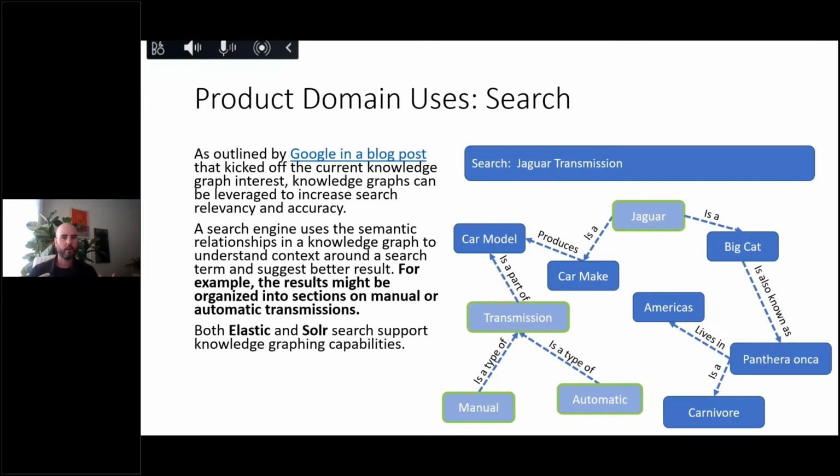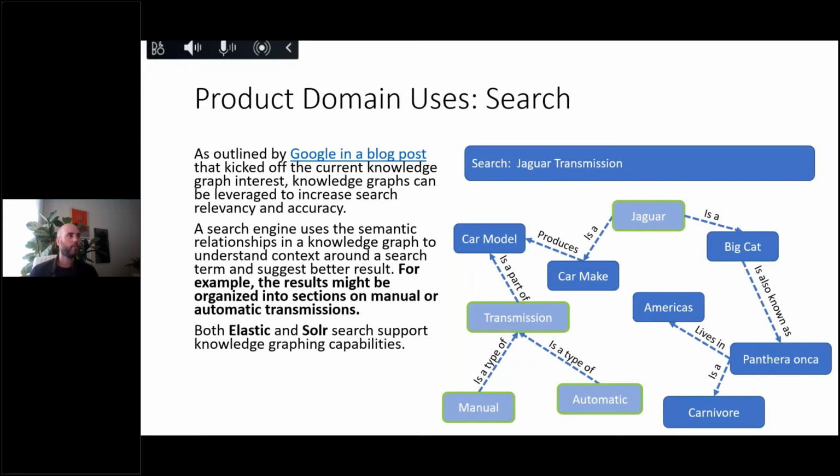Jaguars make certain car models which have transmissions, and transmissions have different types. They've got manual transmissions and automatic transmissions. And so when it returns a result to you, it organizes that information in a way that's more useful. Do you want information on manual transmissions? Do you want information on automatic transmissions? Almost certainly you've seen this in action.